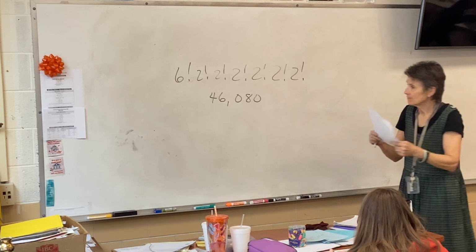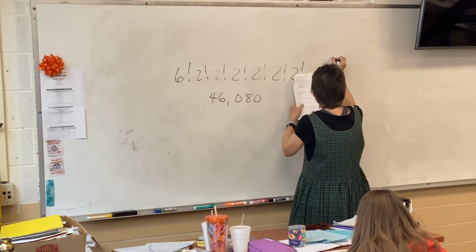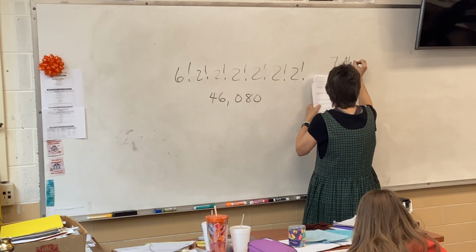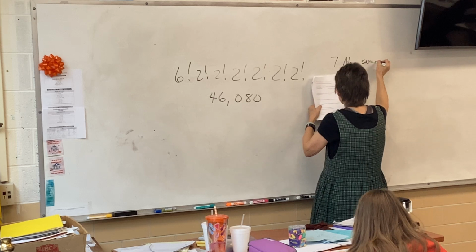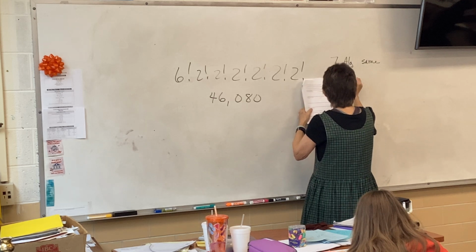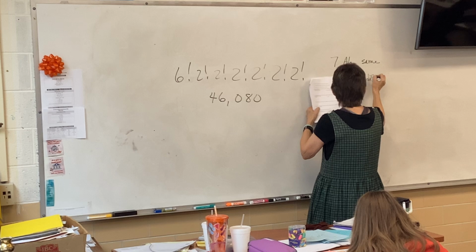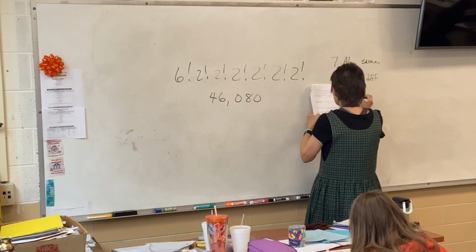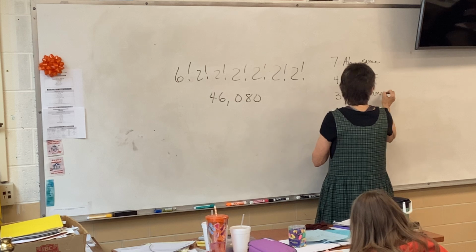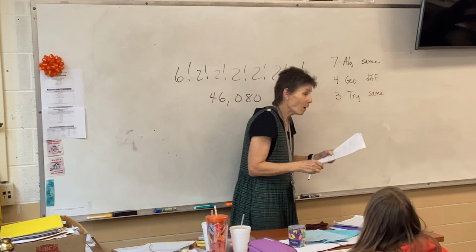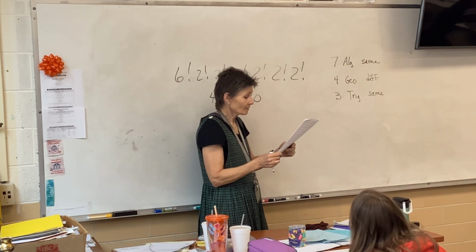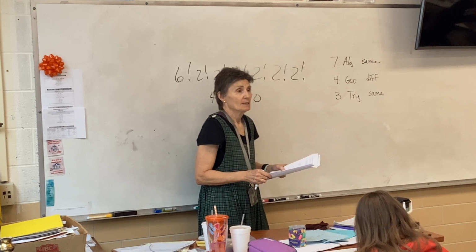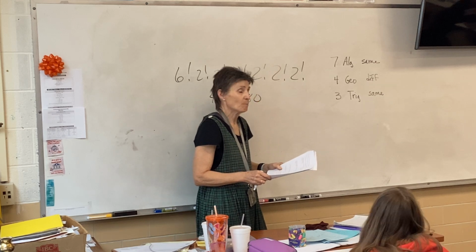I have 7 algebra books, and they're all the same. I have 4 geometry books, and they are different. And I have 3 trig books, and they are all the same. The question is, how many ways can I arrange these books in a row?